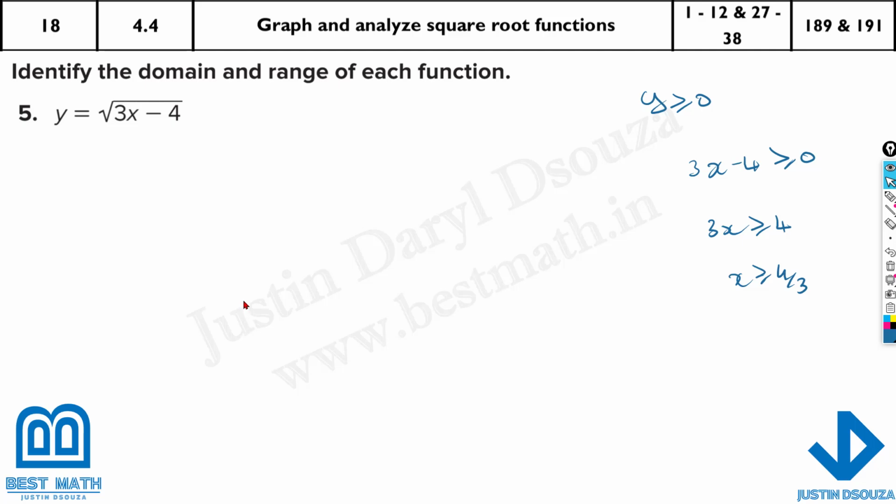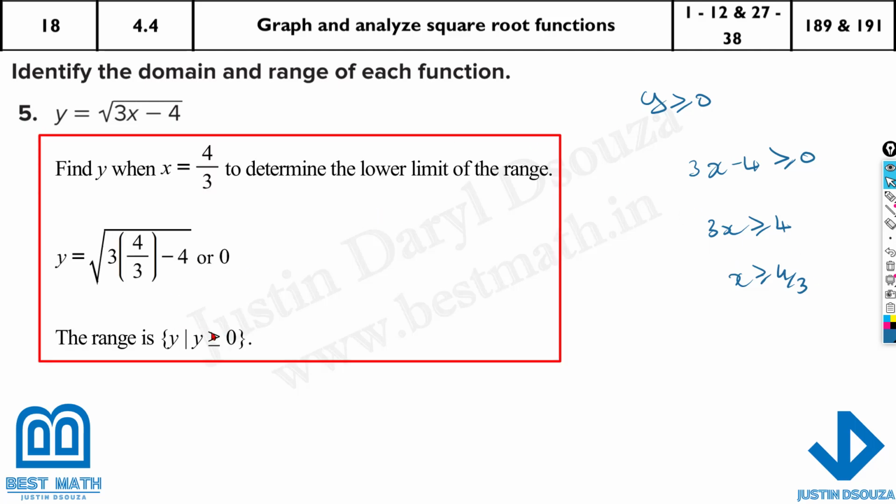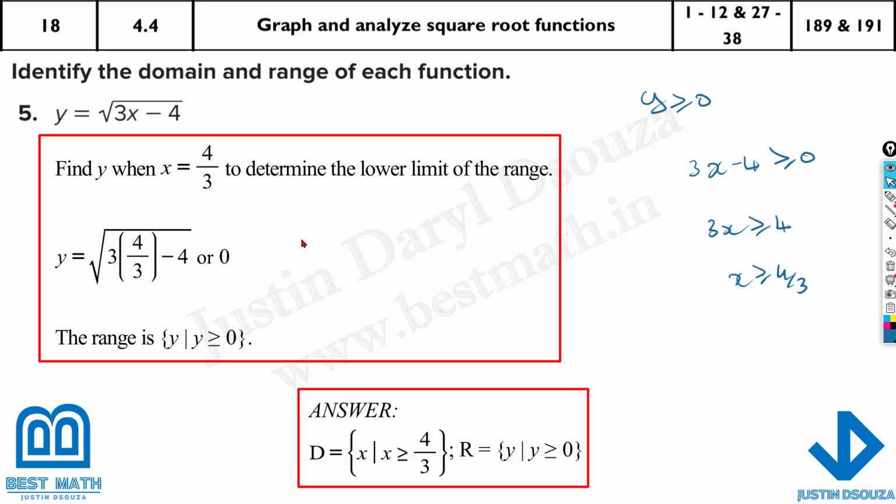What about the range? Domain is done. Range, it's greater than or equal to 0. So these are the easy methods.